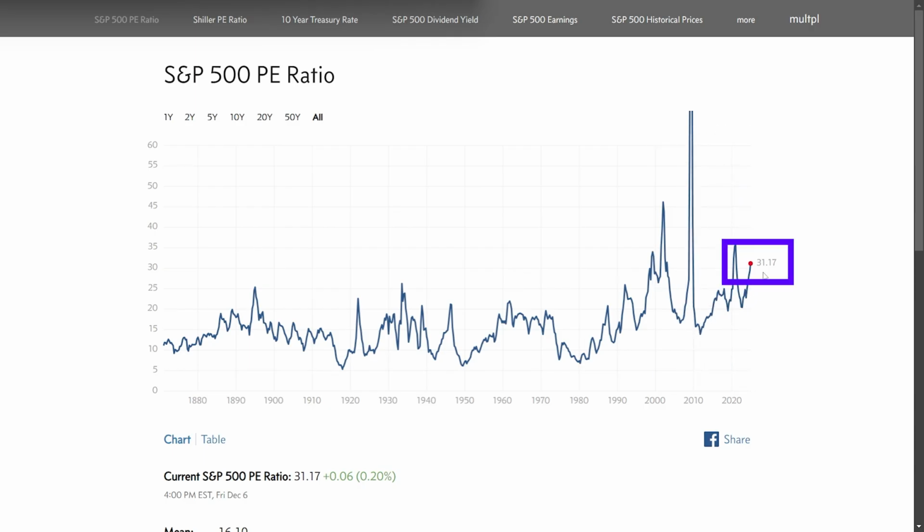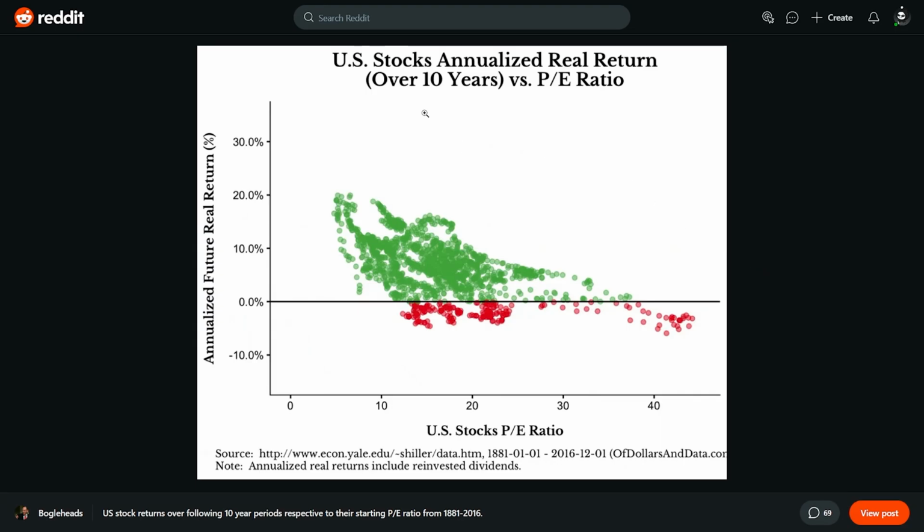31.17. Now, I don't want to influence you, but I would say we have to be cautious here. I want to show you this other chart here, I found it on Reddit, it is the US stock annualized real return over 10 years versus the PE ratio. So as we can see, the higher the PE gets, the lower the returns.